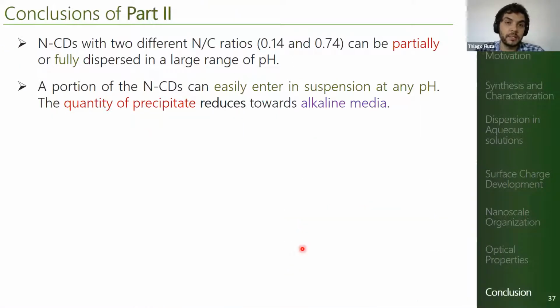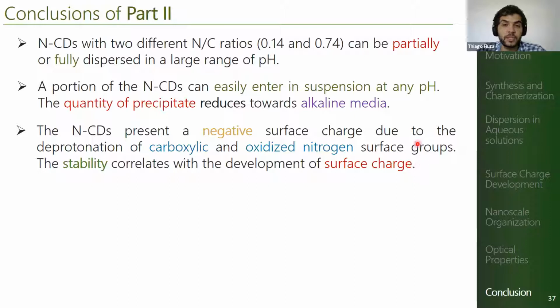So the conclusions of the second part are that these two different nanoparticles can be partially or fully dispersed in a large range of pHs. There is a portion of it that easily enters in dispersion at any pH. However, it forms a precipitate, the amount of which reduces as the pH of the system goes towards alkaline.